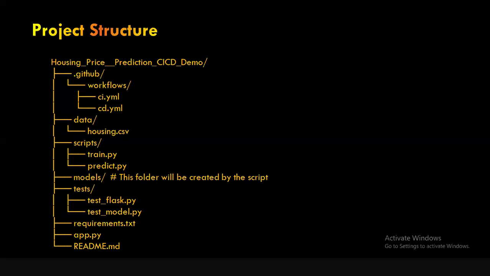Here is the project structure: housing price prediction CI/CD demo. This is how we have organized the folders in GitHub. The .github folder has a subfolder called workflows. In that we have ci.yml and cd.yml. As a best practice, we kept a separate YAML file for continuous integration and another YAML file, cd.yml, for deployment. It depends on your project and your customers. This is just the basic structure that I followed here.